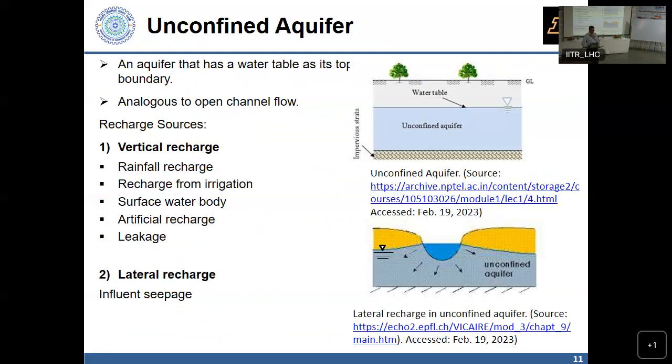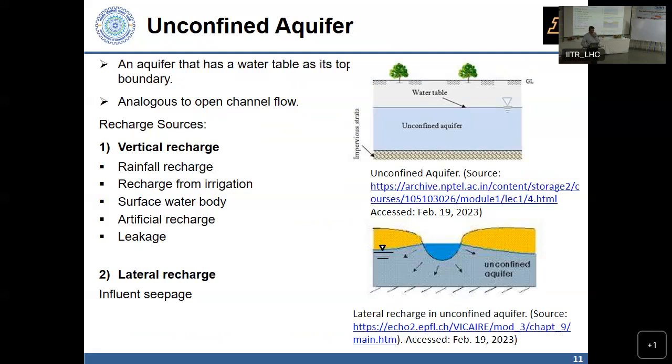Now, unconfined aquifers can be recharged simply by vertical recharge. If you have rain that slowly percolates through the unsaturated zone, joins the groundwater table, it replenishes the unconfined aquifer. It can be recharged by irrigation water. Surface water bodies, for instance, if you have a stream, it's essentially going to be losing water if it's in direct contact with the unconfined aquifer and the water table. Sometimes water can leach down from the stream, go through the unsaturated zone and join the water table. There are also mechanisms by which we artificially recharge aquifers to store water for later use.